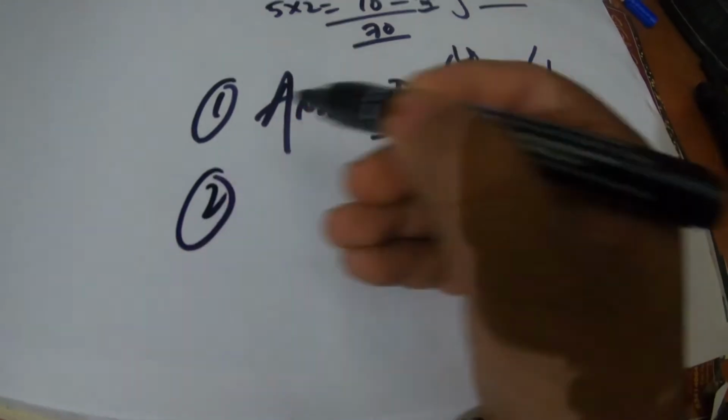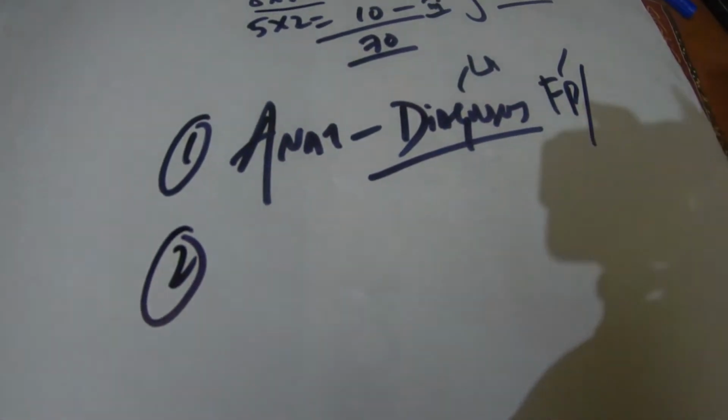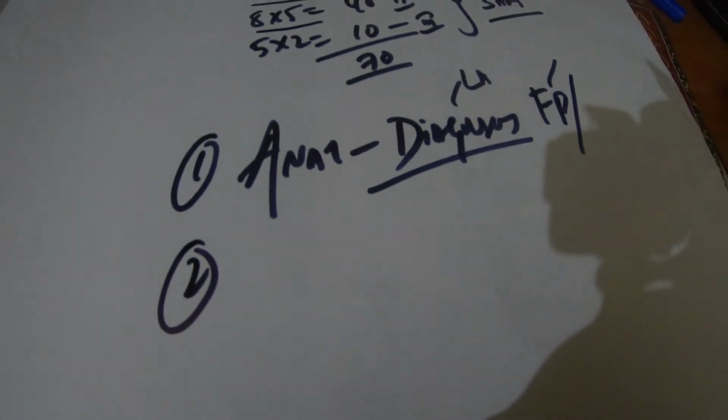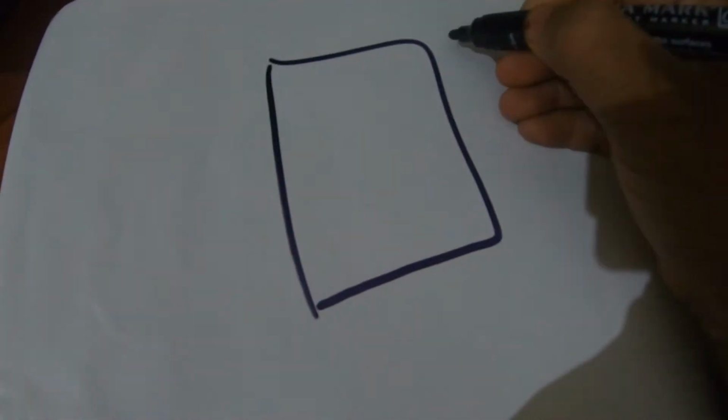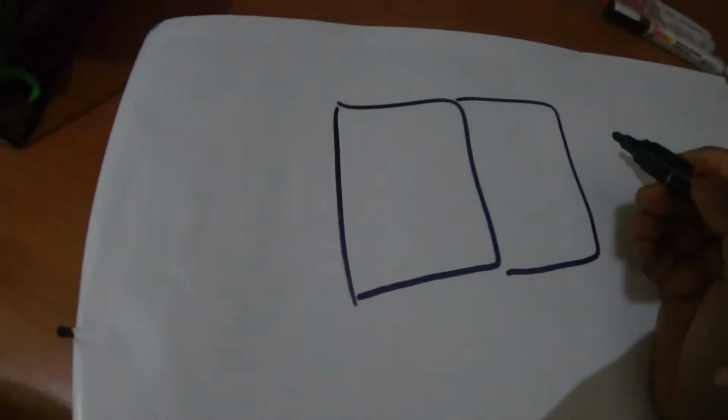The next rule is the answer format. This one I will teach you in a very easy way. Okay, so let's start. This is the booklet example. This is your booklet. I'm just trying to draw a quick diagram. This is the booklet.